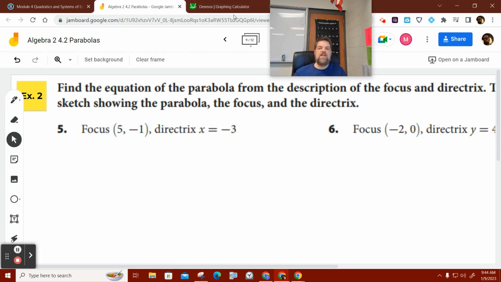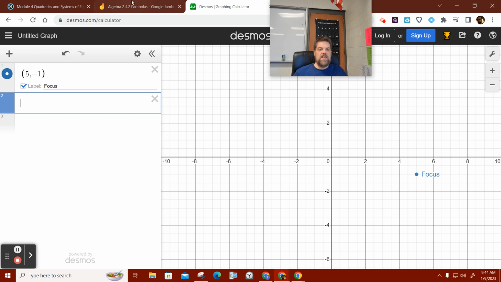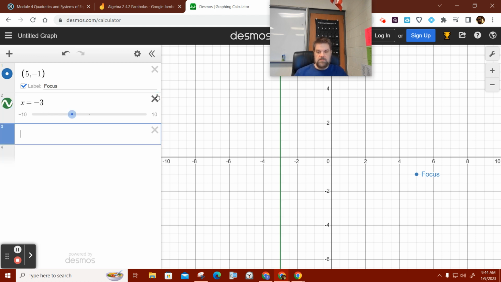So my focus is 5, -1. So I'm going to graph that first. I'm going to say 5, -1, and I'm going to call that the focus. All right. Then the directrix is going to be x equals -3. So I'm going to say x equals -3. All right. So where is my parabola going to be based on this information, and how is it going to open?